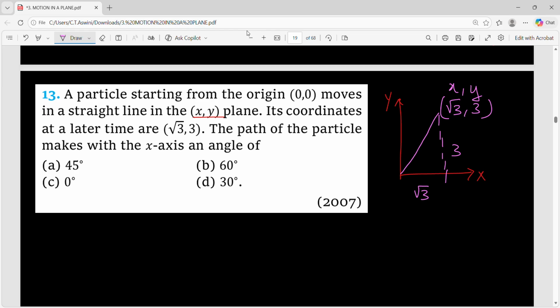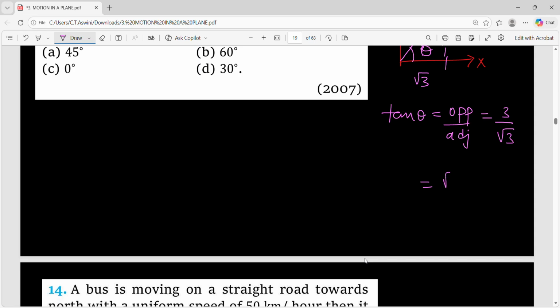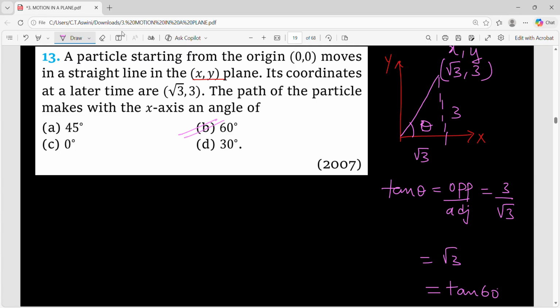The path of the particle makes with the x-axis an angle. So what is this angle? Can I apply tan of the angle? Let this be theta. What is tan theta now? Opposite side by adjacent side. So what is opposite? 3. And what is adjacent? Root 3. 3 by root 3 is how much? This is root 3. So when is the tan of the angle root 3? It is tan 60 degrees. So what is theta now? Theta is 60. Answer is option B. Very simple, right?